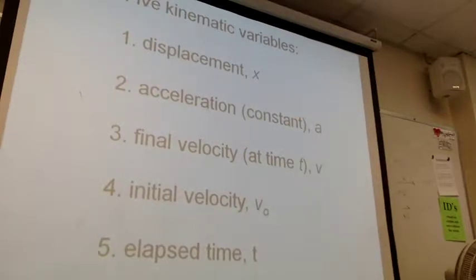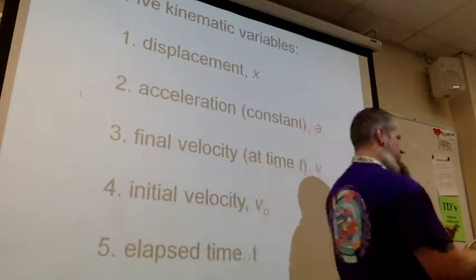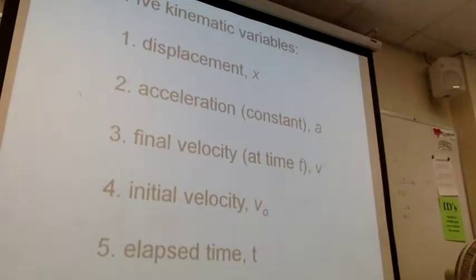So out of those 5 variables, if I give you 3 of them, you can find the other 2, and you can answer pretty much any problem that you need to about kinematics. So you can find initial velocities, final velocities. I can find accelerations. I can find how long the thing's in motion, how far it goes over a certain amount of time, and so on.